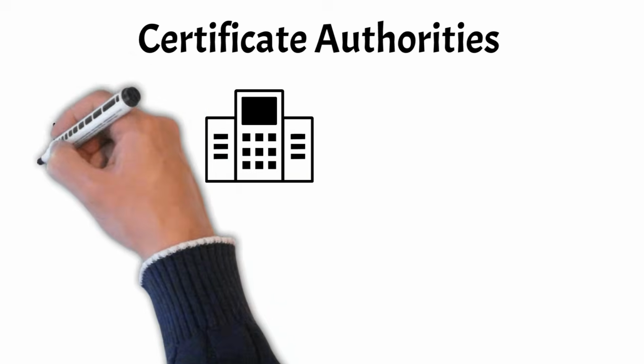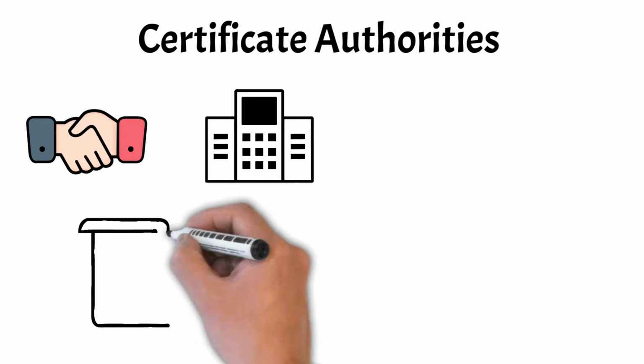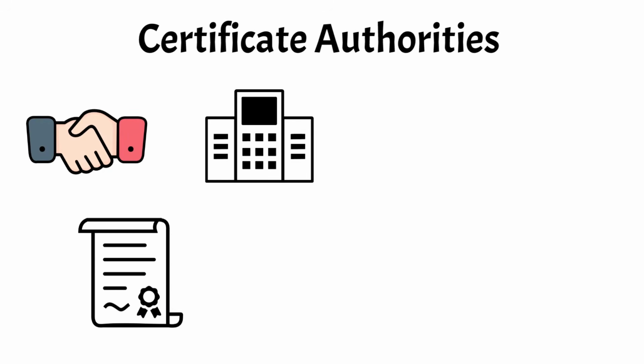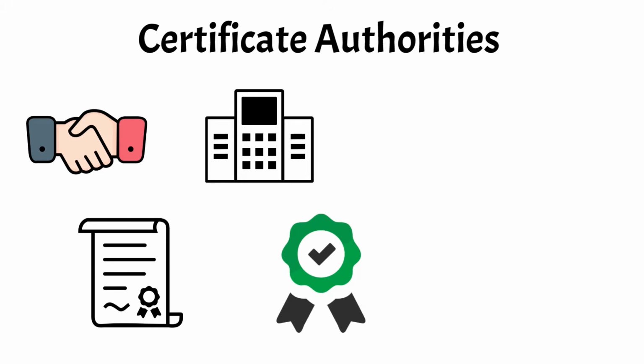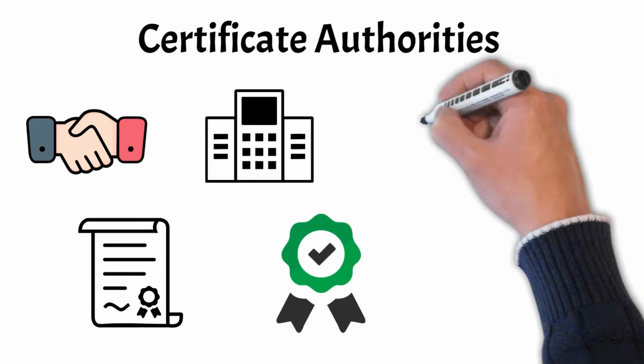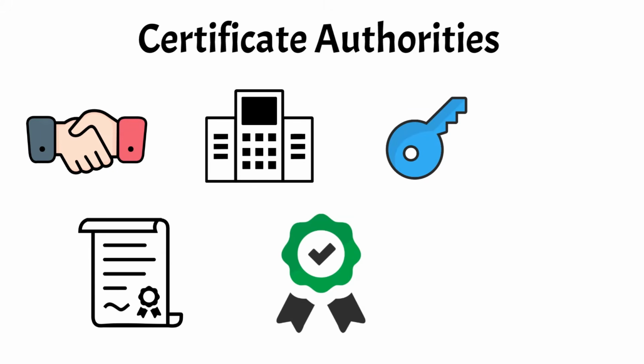Certificate authorities, CAs, are trusted entities in the field of cryptography and digital security responsible for issuing and managing digital certificates. These certificates play a critical role in establishing trust on the Internet by verifying the identities of individuals, organizations, and devices. A digital certificate binds a public key with an identity, such as a person or an organization, and is used in secure communications like HTTPS.